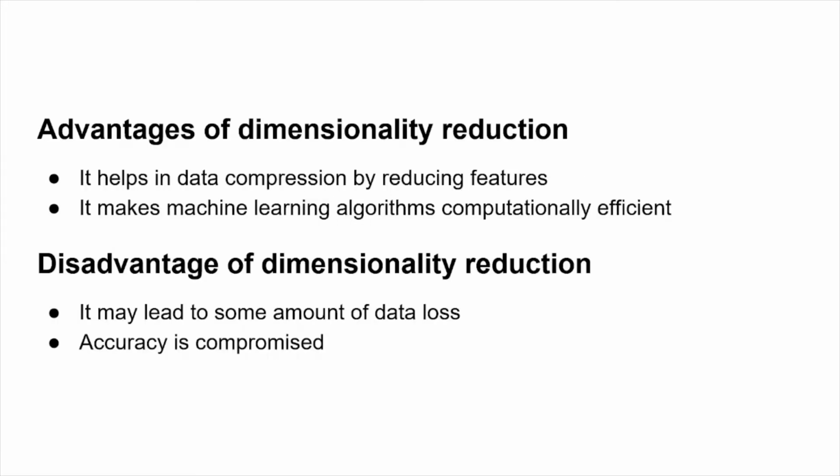Advantages of dimensionality reduction: it helps in data compression by reducing features. It makes machine learning algorithms computationally efficient. Disadvantages of dimensionality reduction: it may lead to some amount of data loss. Accuracy is compromised. So this was all about dimensionality reduction.